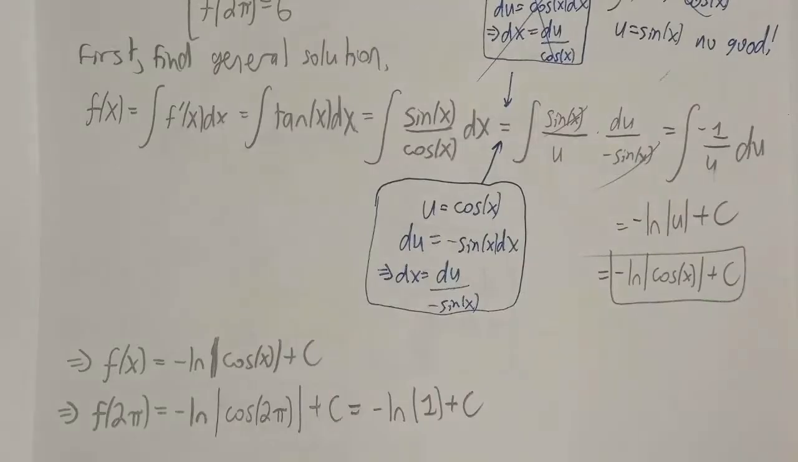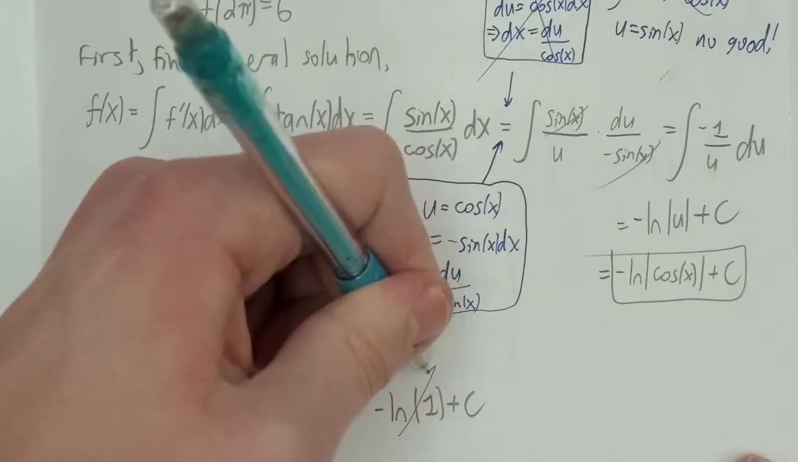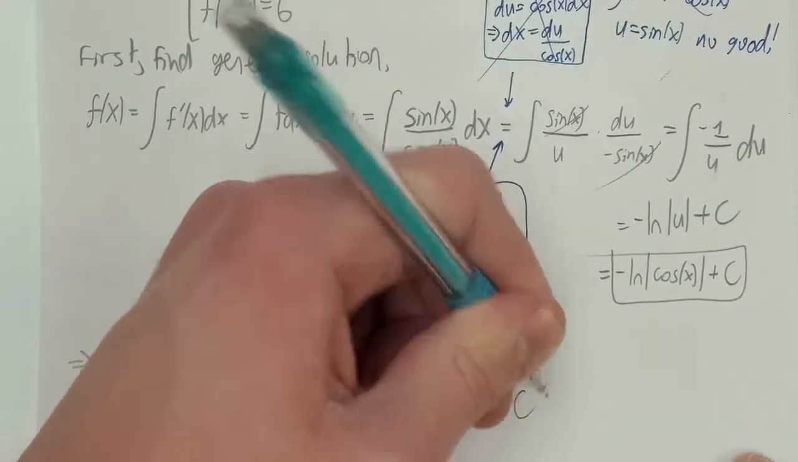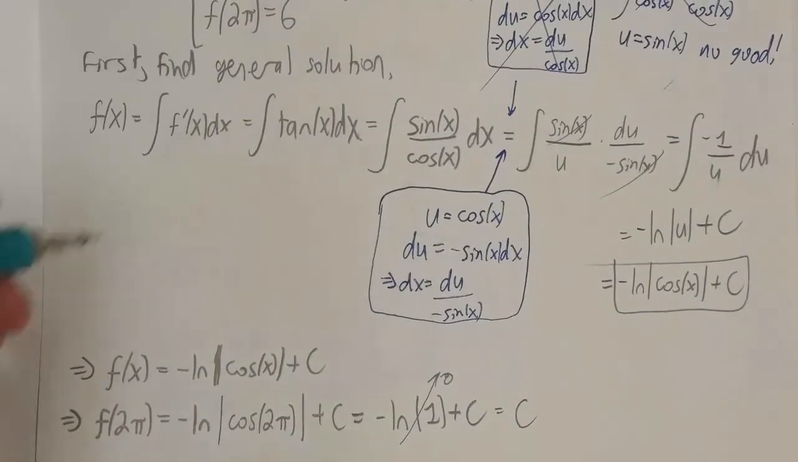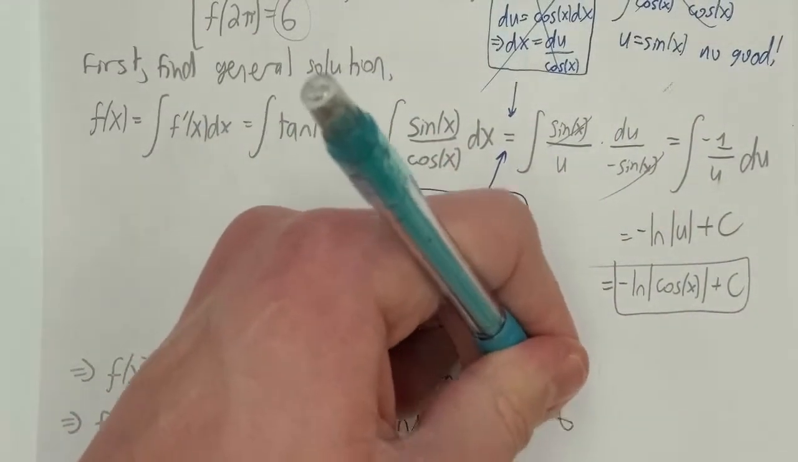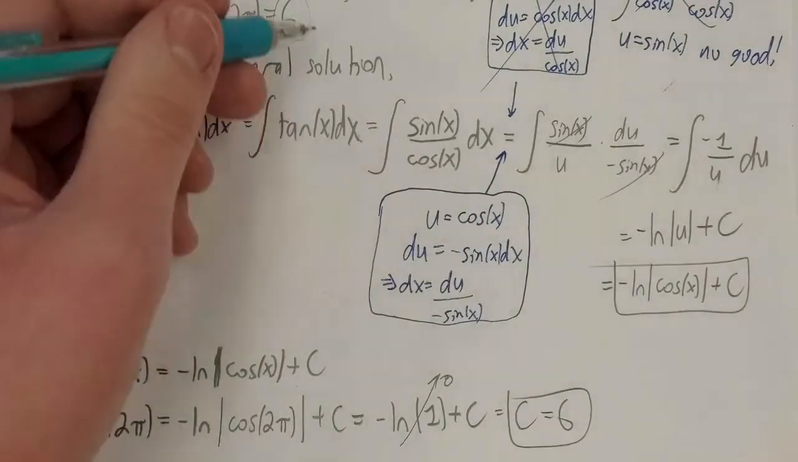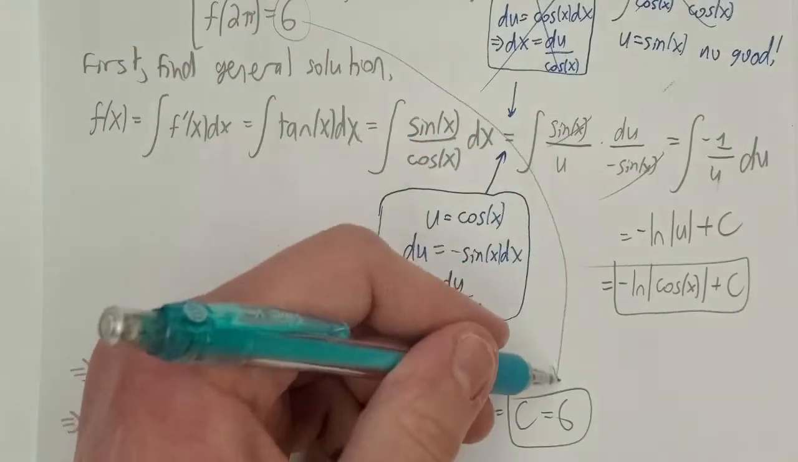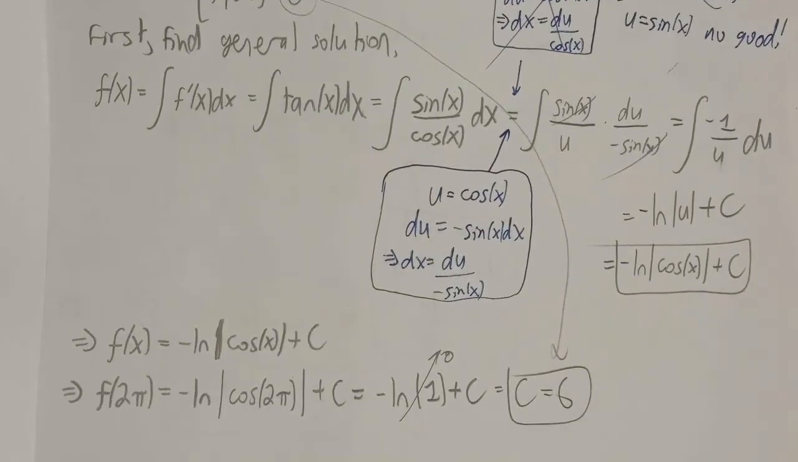And then, of course, natural log of 1 is 0. Good. So this just goes away. So then we have equal to c. And then by our assumptions, this is just equal to 6, right? So just taking this assumption here, and then we're saying that all equals 6. So now we have the exact value of c.